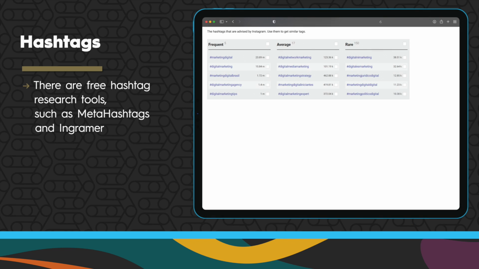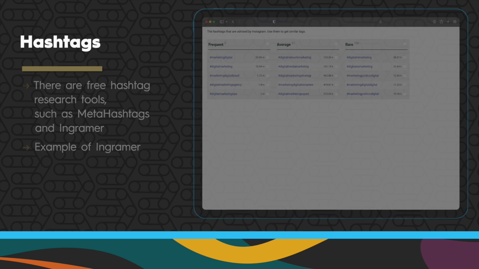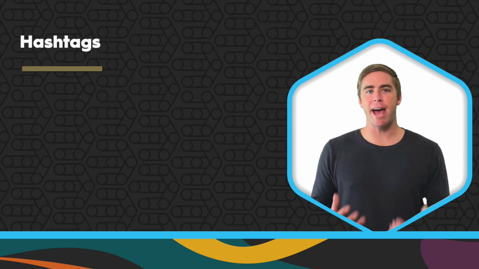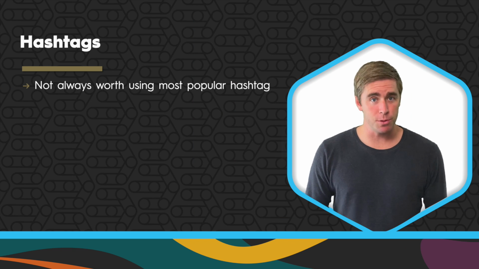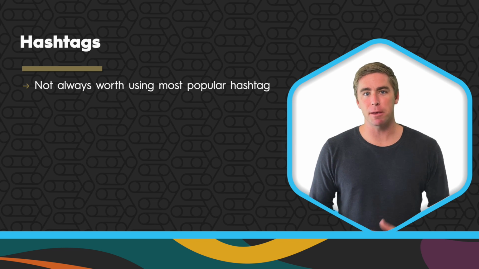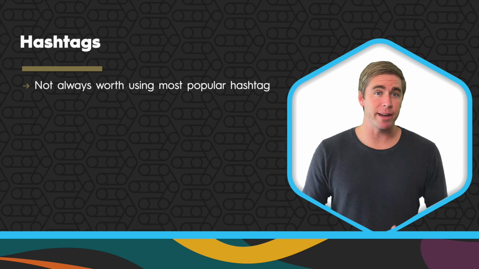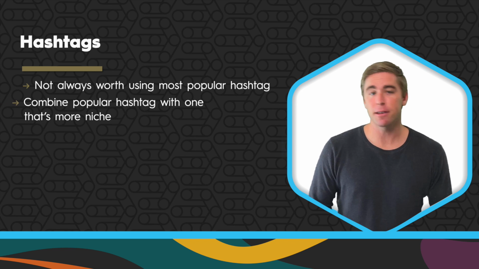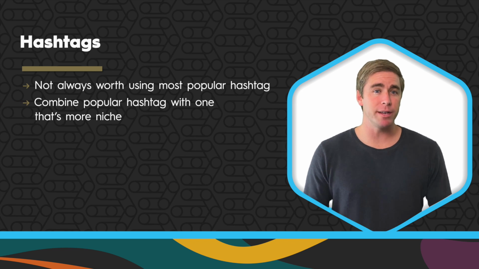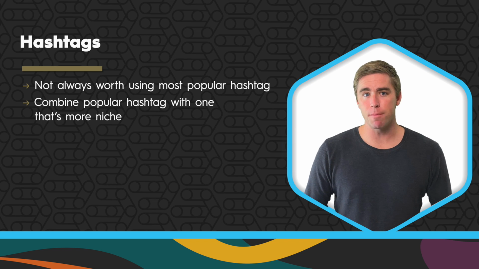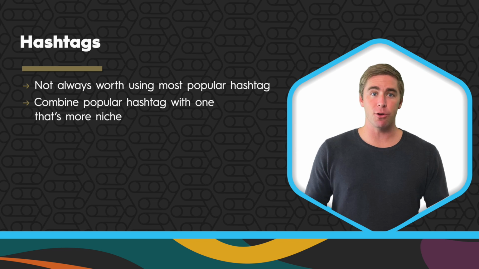There are a number of free hashtag research tools, such as Meta Hashtags and Ingrammer. In this example on Ingrammer, a search for hashtag digital marketing generated a list of other relevant hashtags sorted by popularity. It's important to keep in mind that just because a hashtag is popular doesn't mean it's worth using. Using a popular hashtag that's being posted a lot means your post will get buried among others. To counteract this, combine a popular hashtag with one that's more niche-oriented. It's also important to remember that being seen by a few relevant users is more important than being seen by a lot of irrelevant users.